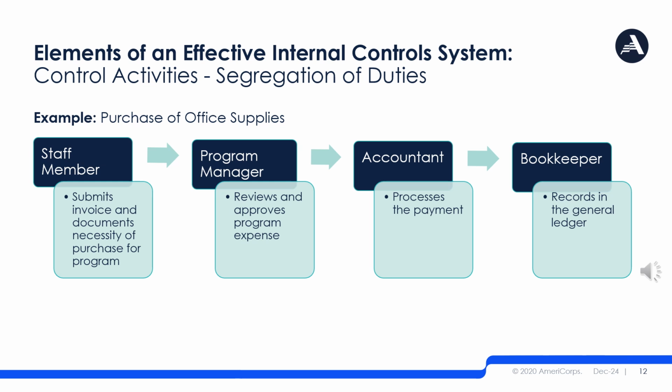The staff member submits the invoice and documents necessity of the purchase for the program. The program manager reviews and approves the program expense. The accountant processes the payment, and the bookkeeper records the expense in the general ledger. Segregation of duties helps protect your organization against bad actors. Without segregation of duties, your organization exposes itself to increased risks.